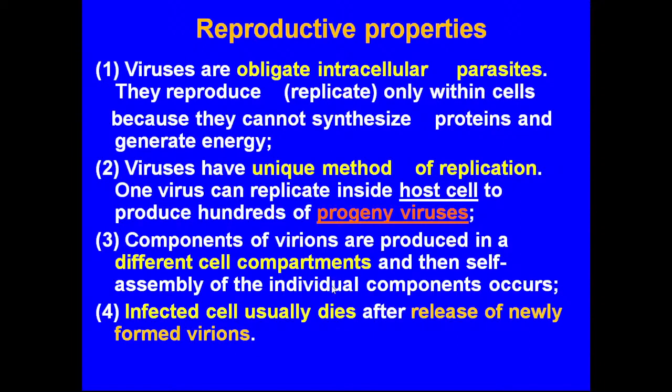After the components of the viruses are produced in different compartments, they come together in what we call self-assembly. From the individual components that come from different compartments, the complete mature virus particles will be produced. This way of reproduction is called the disjunctive way of reproduction.